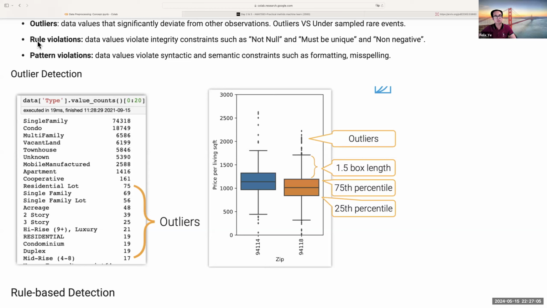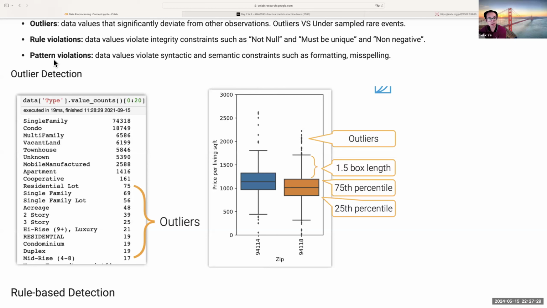The second thing is rule violations. That means some data values violate integrity constraints, such as not null, it cannot be null, or has to be unique, has to be non-negative, these kinds of things. For example, if the price is negative, it doesn't make any sense, so there must be some error here.